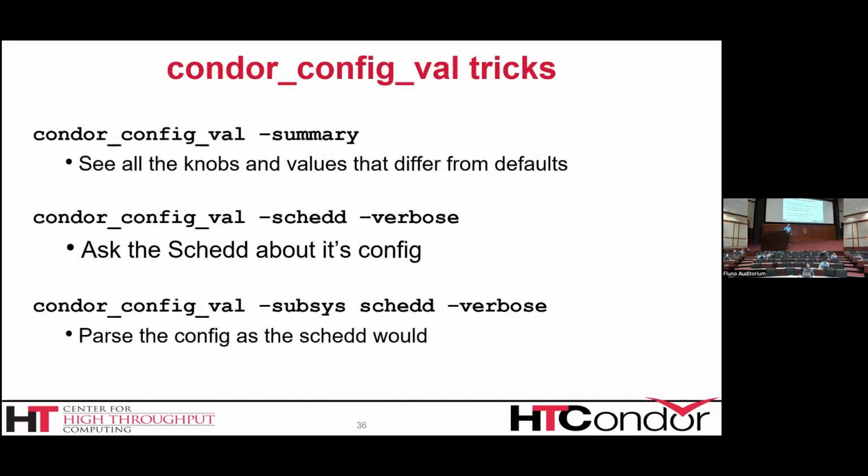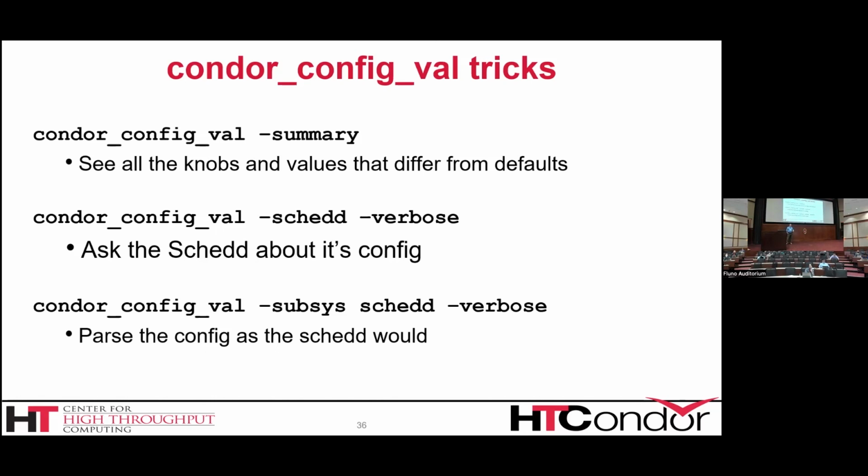If you learn nothing else from this talk: condor_config_val -summary. This is a printout. It reads the config, and then it prints out only the values that differ from the defaults. It's just that simple. If you want a summary of the configuration of your system, this is it. It also understands that you are probably saving this or sending it to us so that we can reproduce your problem. And so it also prints the Condor version, just to be helpful.